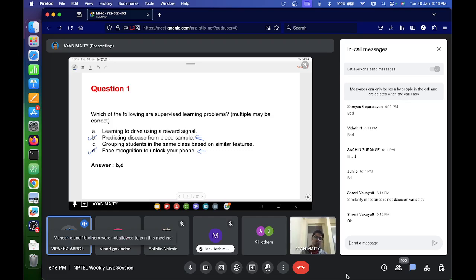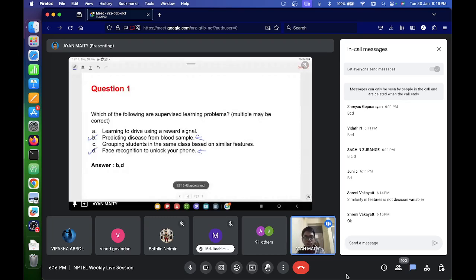Through decision variable only. Supervised means there is a supervisor, that means the decision variable is present in your training data, and that is what we would like to predict. Our model would like to predict that decision variable as correctly as possible. And any kind of grouping or clustering is unsupervised, where the target variable or decision variable is not present and your model is not predicting any specific variable. It is just grouping similar objects into one group or cluster. Okay, thank you so much.